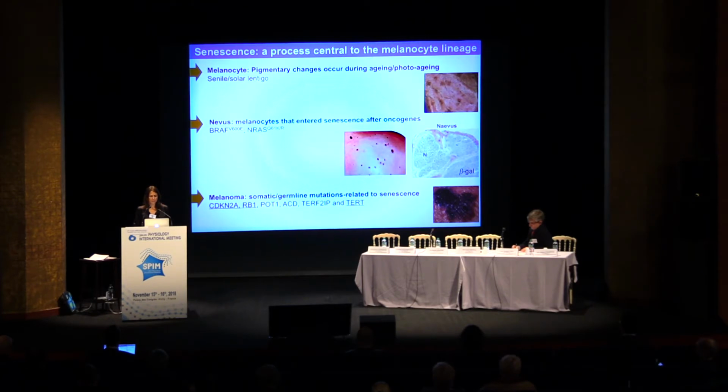The nevus is one of the most prominent examples of senescence in vivo. It is thought to be a form of melanocyte that enters senescence following oncogenic activation, such as oncogenic BRAF V600E and NRAS Q61K, which are the two main mutations identified in melanoma. Here is senescence-associated beta-galactosidase staining of a nevus, and you can appreciate the typical blue staining in this lesion, indicating that the nevus cells are in a senescent state. Finally, several mutations, whether somatic or germline, in melanoma are related to senescence or the control of cell proliferation: CDKN2A, which encodes the tumor suppressor p16, the retinoblastoma protein, or the telomere maintenance genes POT1, ACD, TERF2IP, and TERT.